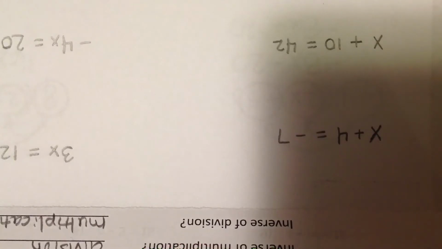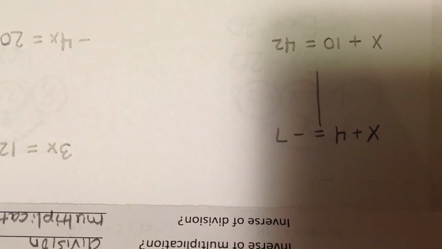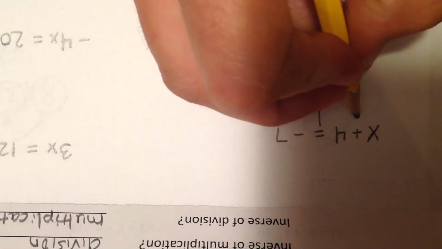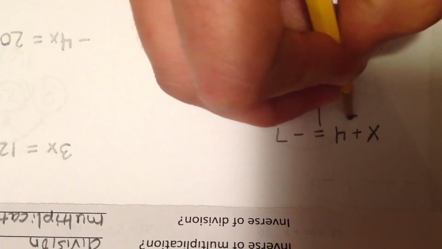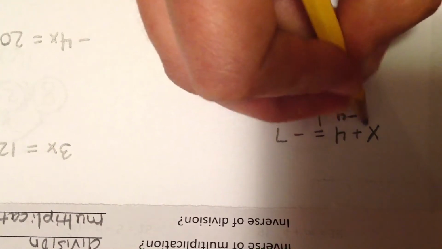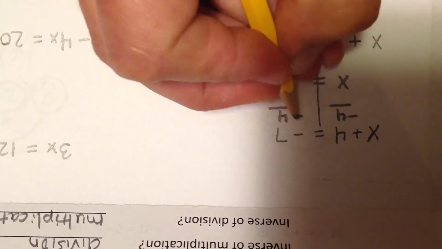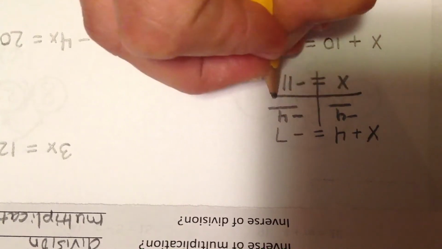Okay, now let's practice some. So we're going to use the inverse operations to solve for the variables. So here I have x plus 4 equals negative 7. The inverse operation of addition is subtraction, so therefore to get the x by itself, I subtract 4 from both sides. So this makes a 0 pair. 4 minus 4 is 0. I'm left with x equals negative 7 minus 4, which is negative 11.